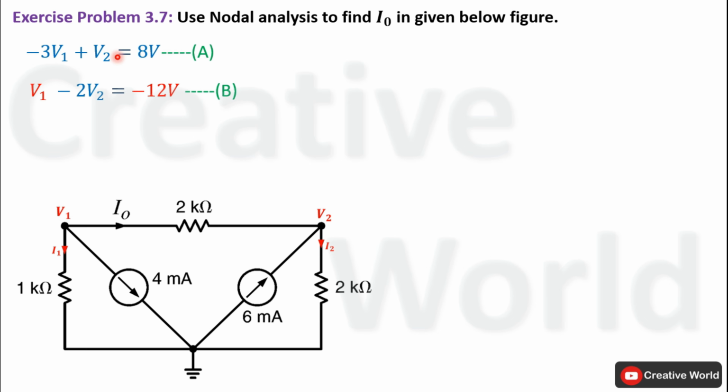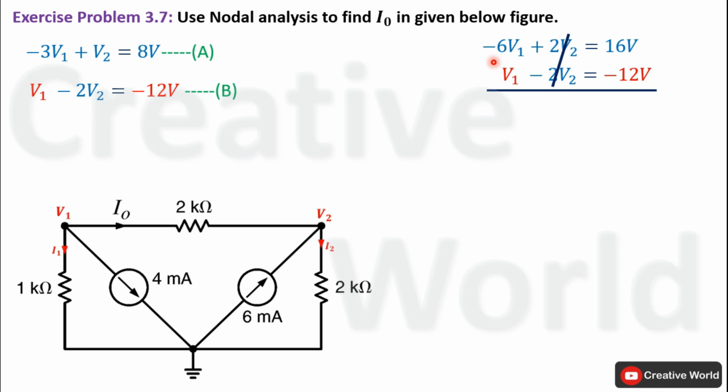So first of all, we will multiply this equation A with 2. It will become minus 6V1 plus 2V2 equal to 16 volt. Now we will add this resulting equation with equation B. This plus 2V2 and minus 2V2 will cancel out with each other. Sum of minus 6V1 and V1 will become minus 5V1. On the other hand side of equal, 16 volt minus 12 volt will become 4 volt.